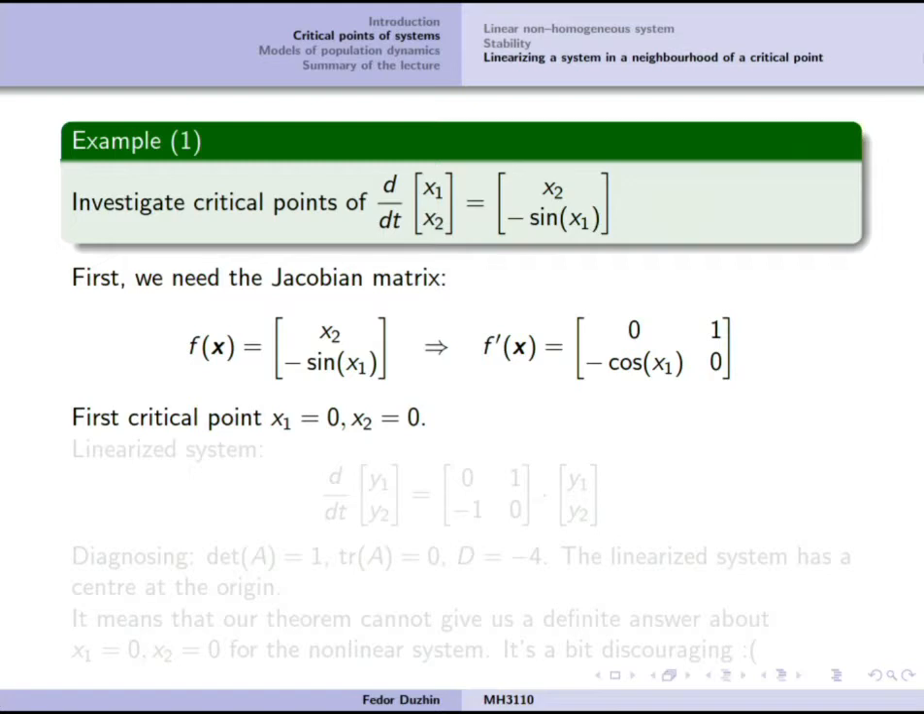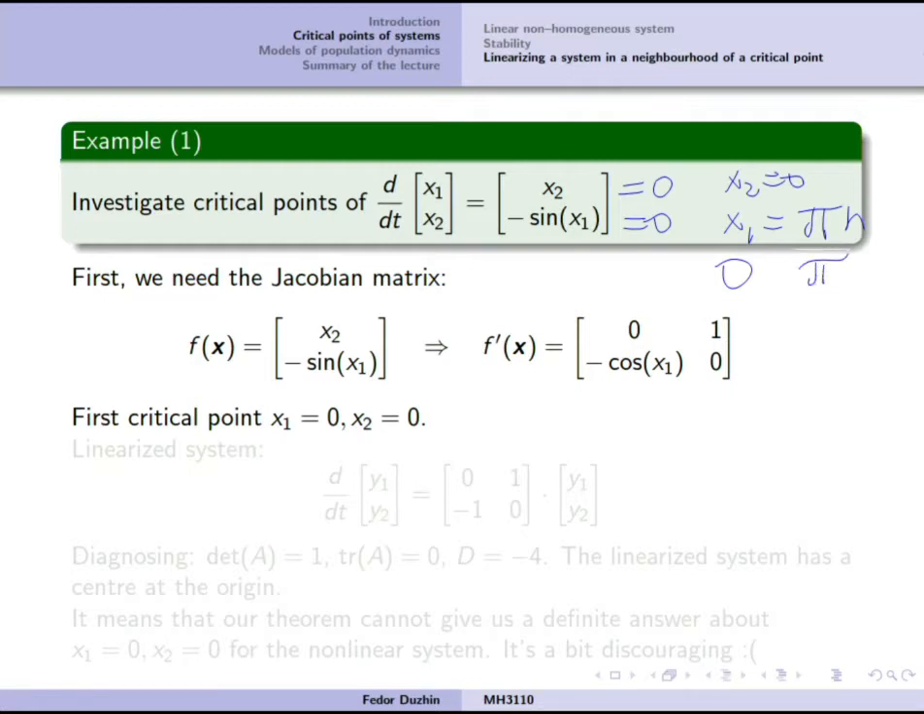Now let's find the critical points. In order to find the critical points, we need to equate both entries of the right-hand side to 0. So x2 is 0, and sine of x1 is 0, which means that x1 is a multiple of pi. I will write pi n, but since sine is 2 pi periodic, essentially there are two different cases. So either x1 is 0 or x1 is pi.